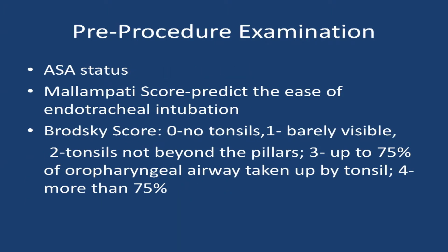The pre-procedure examination tells us the ASA status, and the Mallampati score, which predicts the ease of endotracheal intubation. The Brodsky score is 0 for no tonsils visible, 1, they're barely visible, 2, the tonsils are not beyond the pillars, 3, it's up to 75% of the oropharyngeal airway is taken up by tonsils, and 4 is more than 75% takes up the oropharyngeal airway.